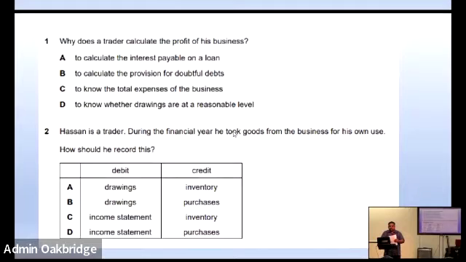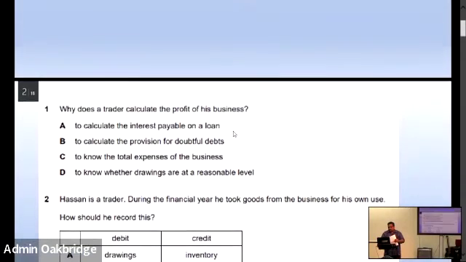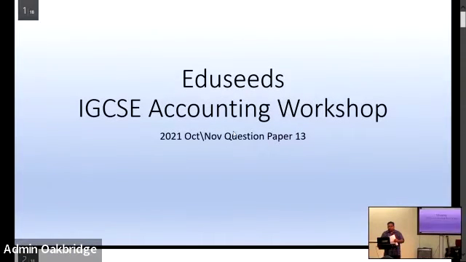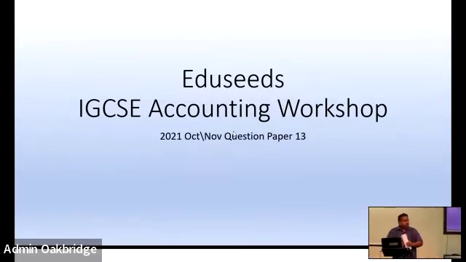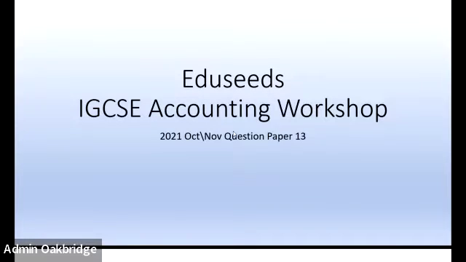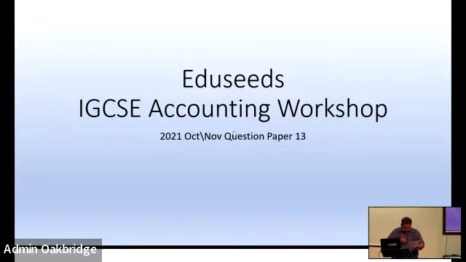The title of the paper is here. You can see the paper that we are doing. Again, I'm just repeating myself: October 2021, paper 1, variant 3. Question 1: why does the trader calculate profit for his business?